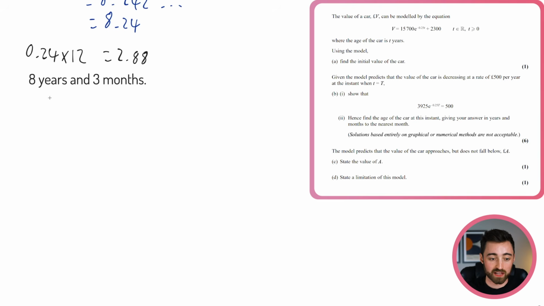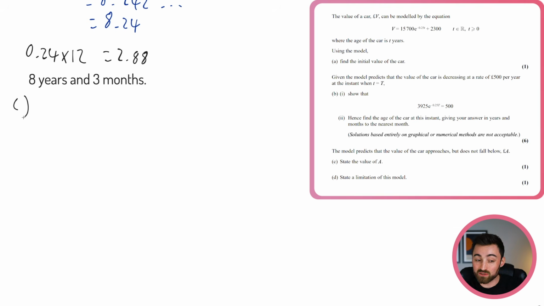The model predicts that the value of the car approaches but does not fall below A. State the value of A. Yeah, okay. So look at V. It's made up of 2 parts. It's made up of 2300, which is obviously just always 2300, and then plus 15,700 times e to the minus 0.25t. So what's that first term? First of all, is that term ever negative? It's not, because e to the power of something is never negative.